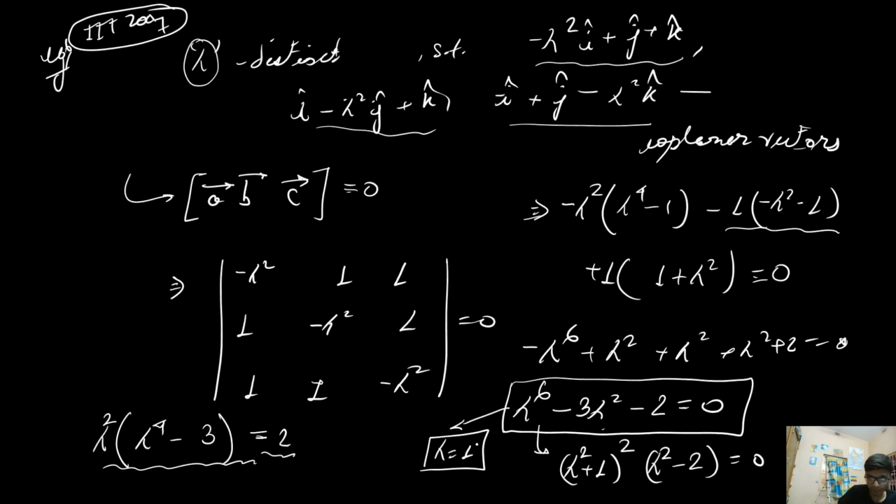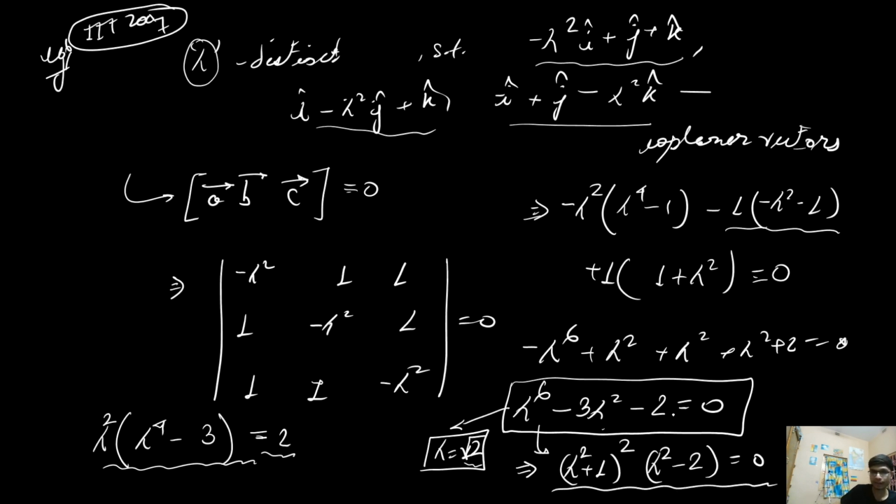Sorry, here root 2 should be satisfying this. If you put root 2 here, you will see that root 2 satisfies this particular result. So from here you will get the factorization as lambda square plus 1 whole square into lambda square minus 2, which is equal to 0.